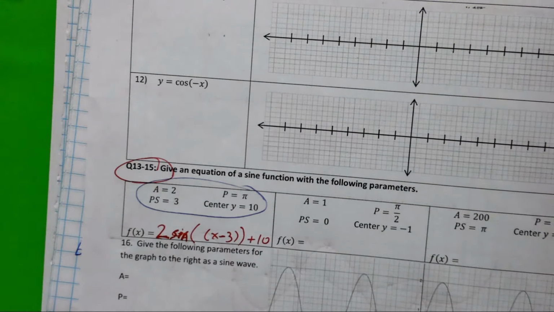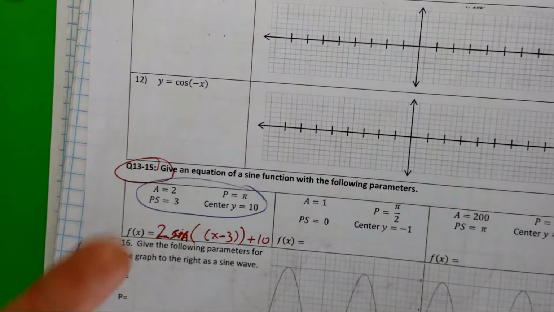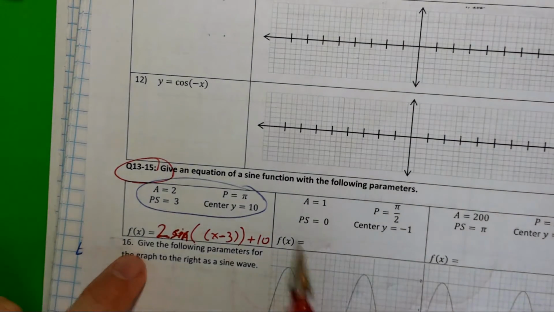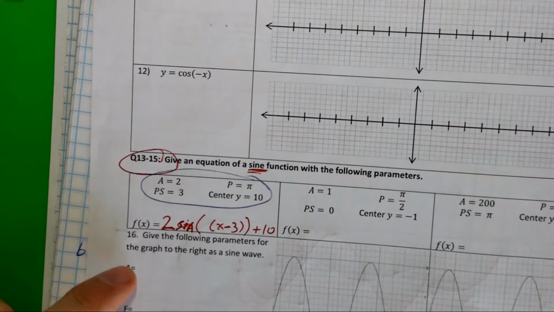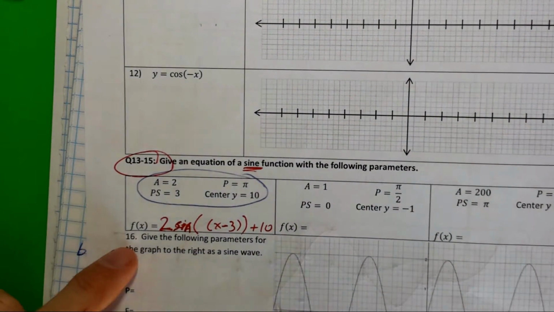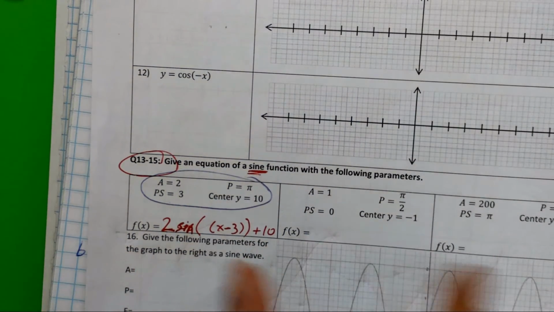You could do the same thing for, well, tangent doesn't make a wave, so these wouldn't make sense. But you could do the same thing for cosine. But I did specifically say sine up here, so thank you. Okay, so how do I find B? So B is a horizontal stretch or shift. So how did you get that?